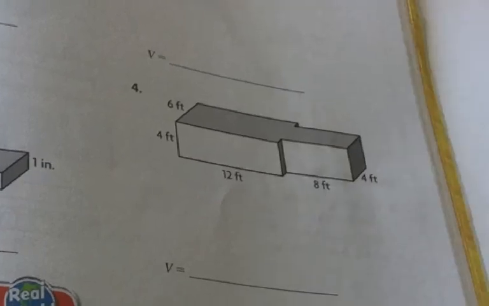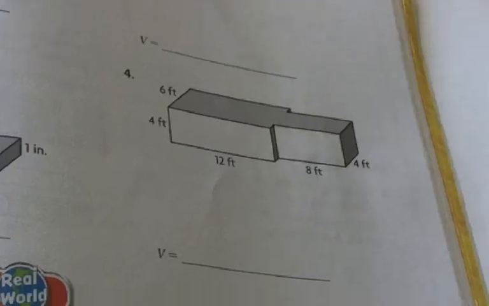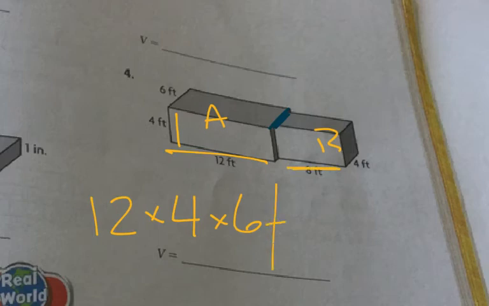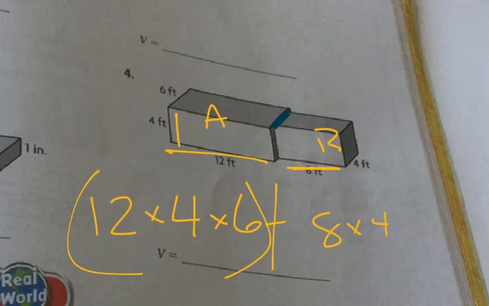So you really have to focus on where the shape is breaking up. I'm going to break this shape up here. A, B. A is going to be 12 by 4 by 6. B is going to be 8 by 4, and this height is the same as that height, which is 4.